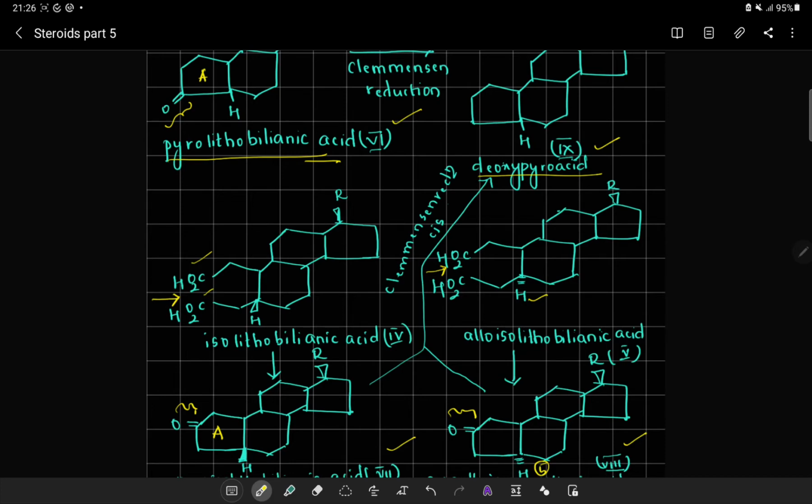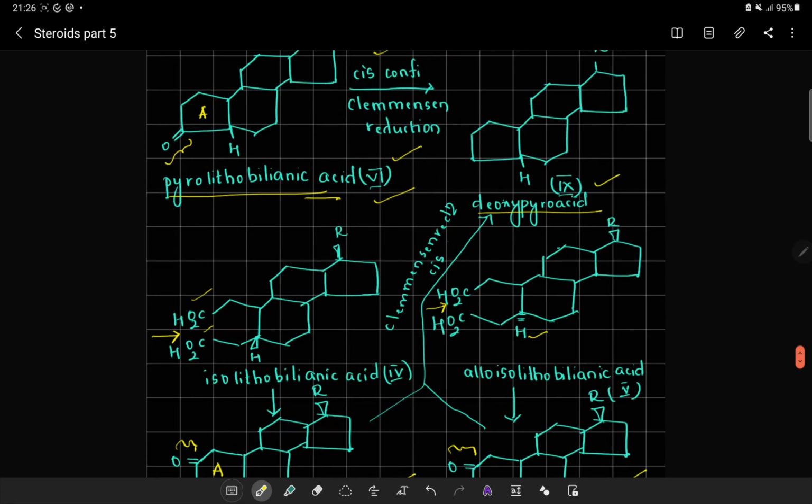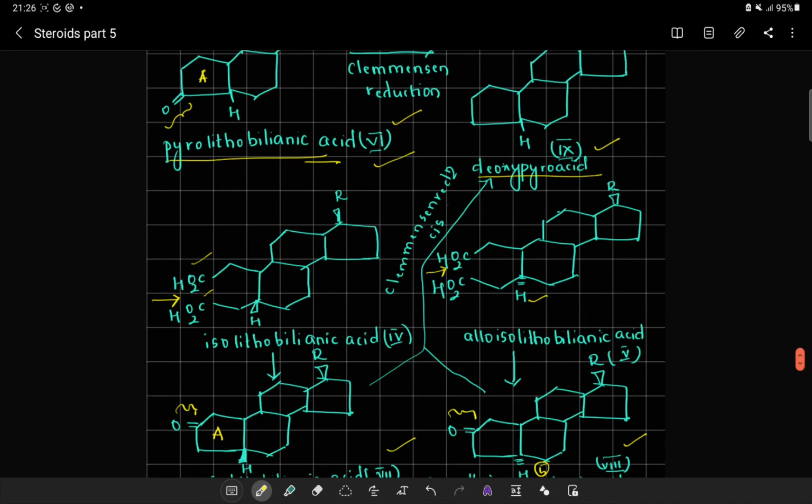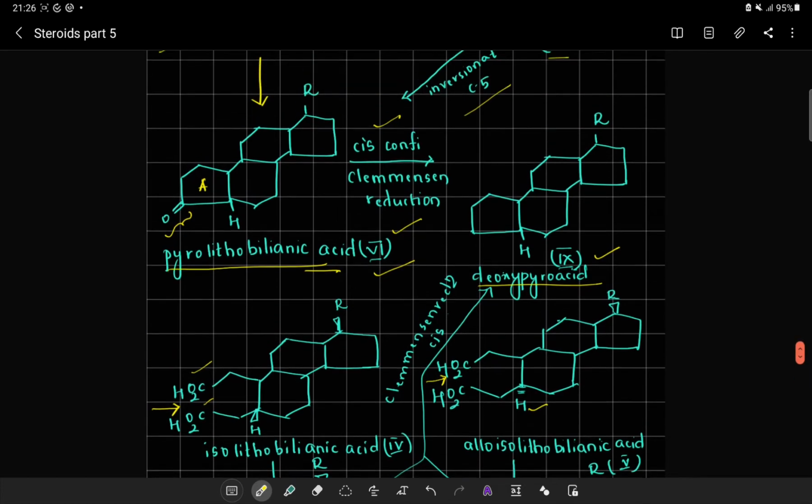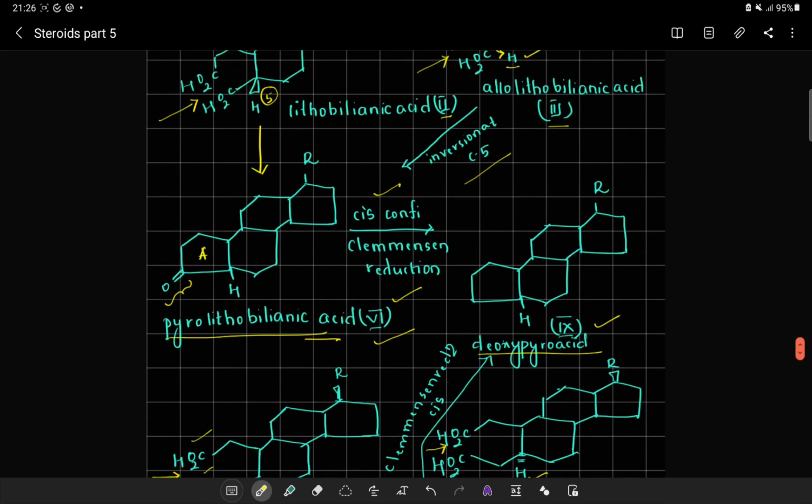It means that compound number 6 is going to have a cis configuration. So the first conclusion is, because I am going to get a deoxypyroacid, the configuration associated with it is called cis configuration. Next conclusion is, as compound number 3 yielded 6.